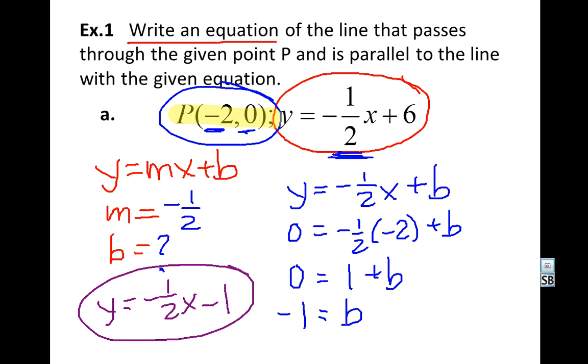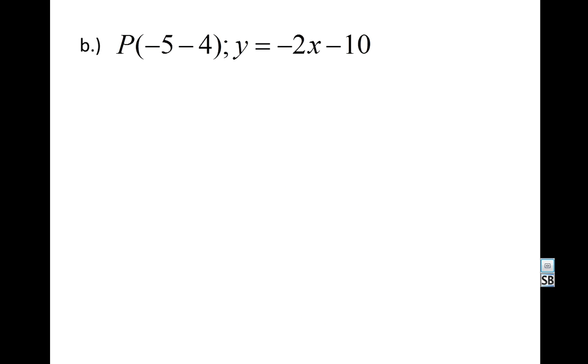Try B on your own. The equation of your line has to go through (-5, -4). And remember, it has to be parallel to the equation y is equal to -2x minus 10. Press pause if needed.